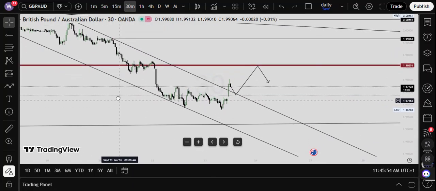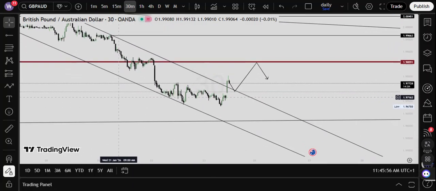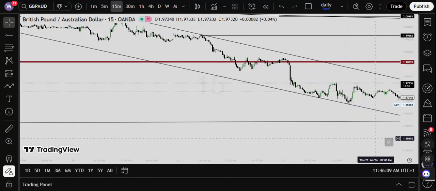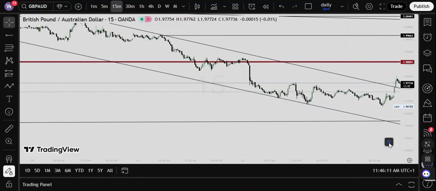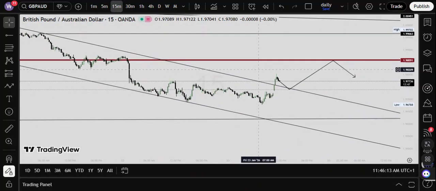Now, if you want to take your entry, you can take your entry on this 30-minute time frame depending on your capital, and you can as well scale down to the 5-minute time frame. Now, let me quickly explain this as well. Let's go down to the 15-minute time frame. So, as you can see, this is the most recent price action, right?